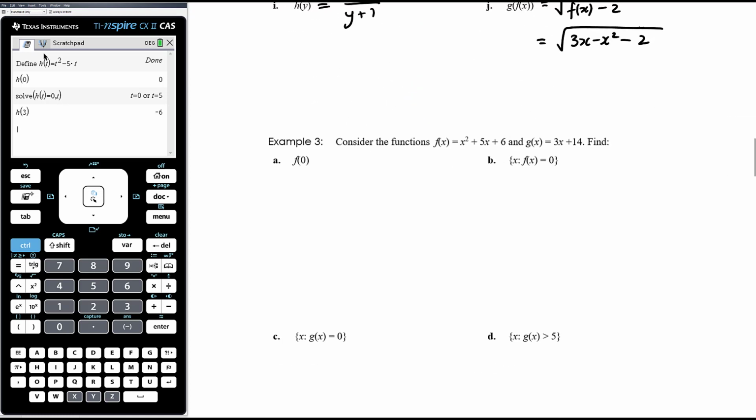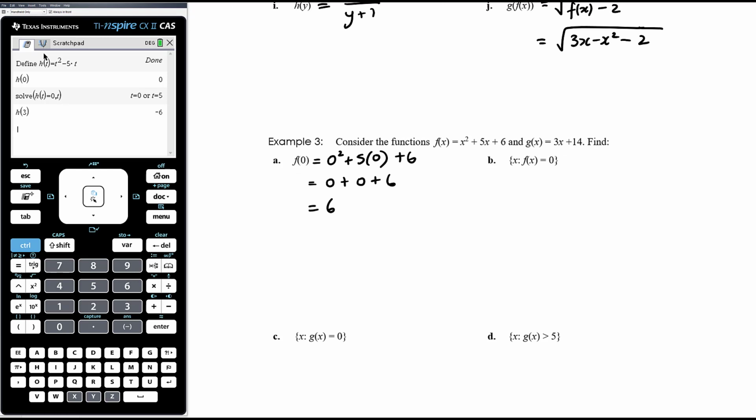Okay, consider the functions f of x, where f of x is x squared plus 5x plus 6, so a quadratic function, and g of x, where g of x is 3x plus 14. Find f of 0, so that means replacing the x's with zeros. 0 squared plus 5 times 0 plus 6, so that's just 0 plus 0 plus 6, which is 6. If you're letting x equal 0, you're finding the y-intercept for f of x by working out f of 0.